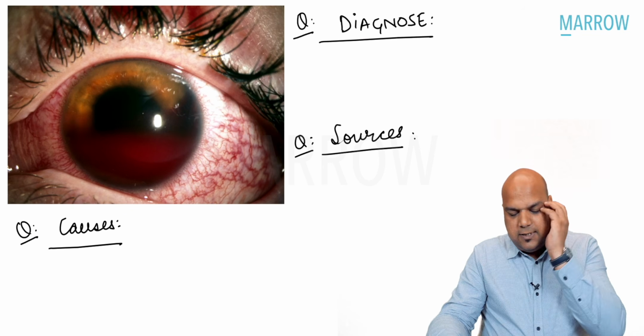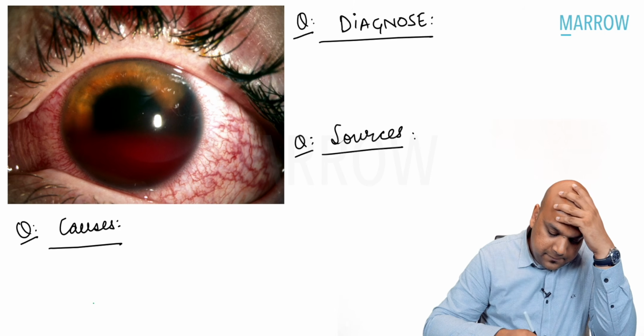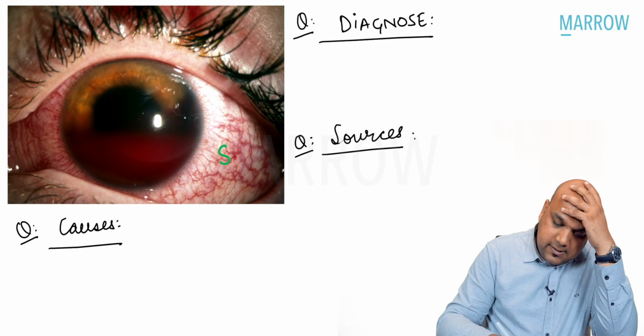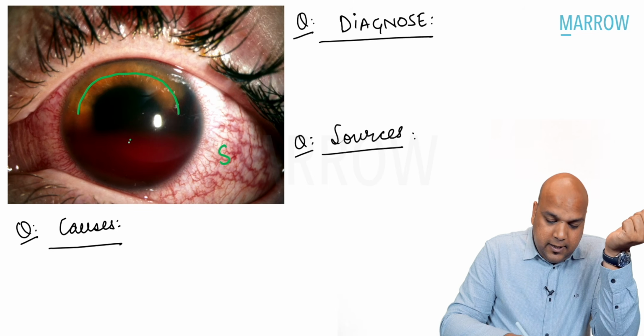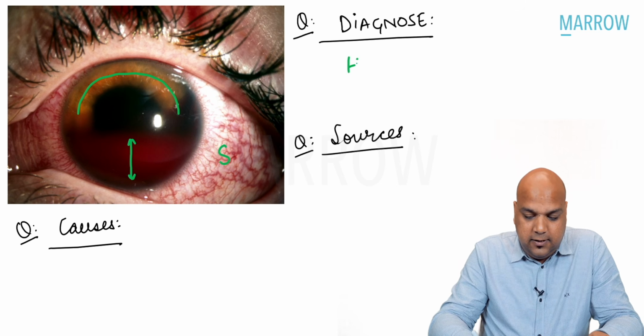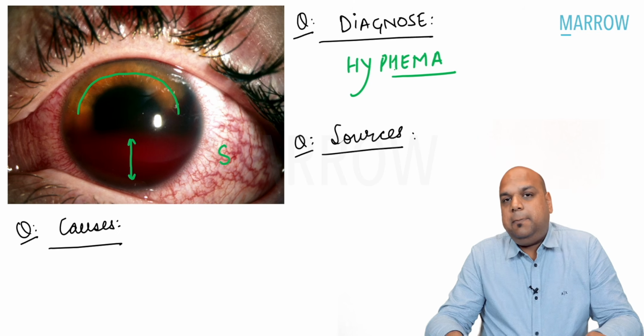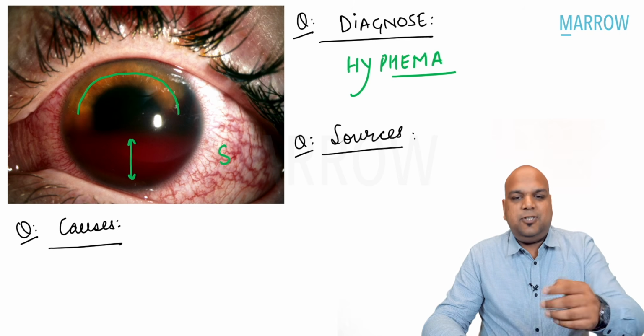Moving on, what is the diagnosis? Okay. What can we see in this image? Let us change the color to green color. We can see this is the sclera, this is the cornea, but the iris is visible only in the superior half. In the inferior half, I cannot see the iris because of collection of blood. That means what can I see? I can see hyphema. Hema means blood, and hyphema means collection in the anterior chamber.